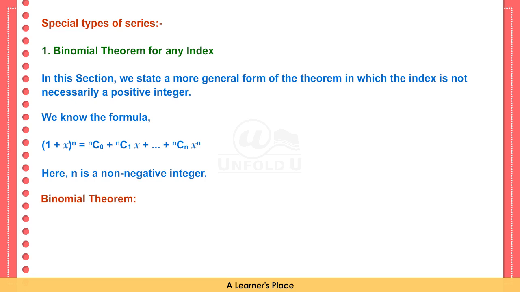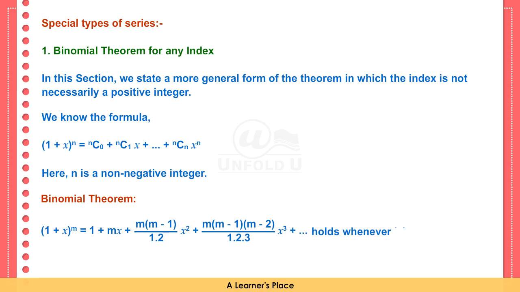The formula (1 plus x) raised to the power m is equal to 1 plus mx plus m(m minus 1) upon 1 into 2 into x square plus m(m minus 1)(m minus 2) upon 1 into 2 into 3 into x cube plus so on, holds whenever modulus of x is less than 1.